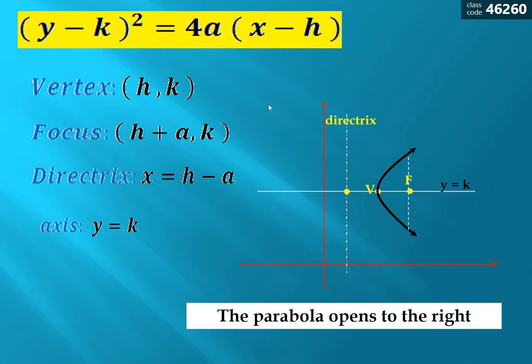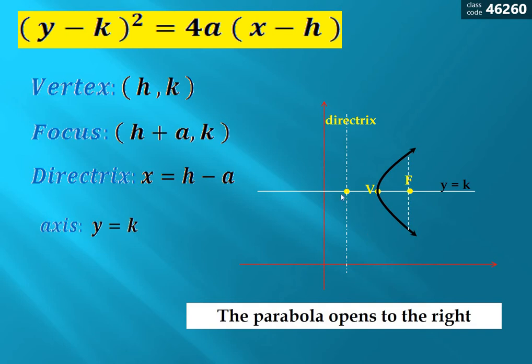The third one. You are given the square of (y minus k) equals 4a times (x minus h). Vertex the same, (h, k), whatever points not on the origin. Focus this time is (h plus a, k). Directrix is x equals h minus a, and the axis is along y equals k. So again, you must know the values of your h and k and your a in order to get all of this.